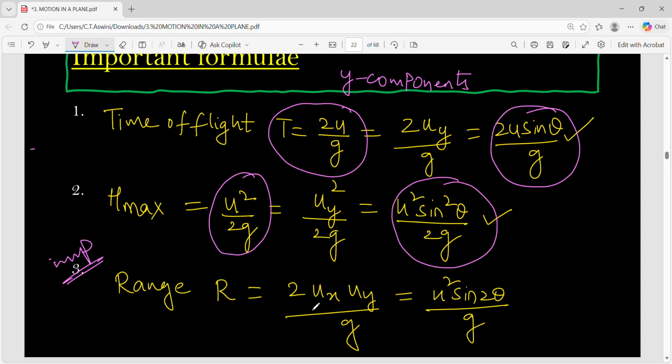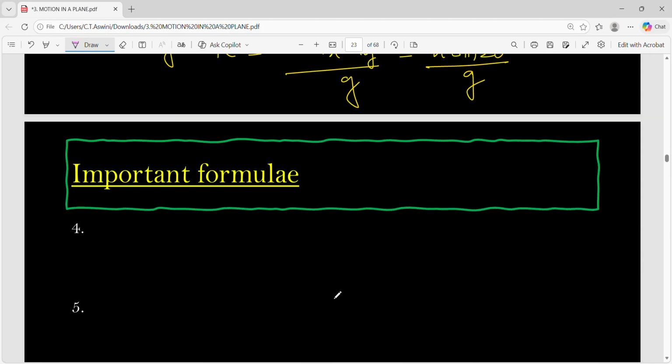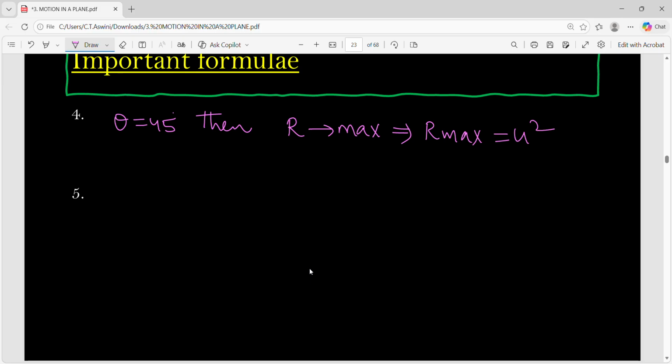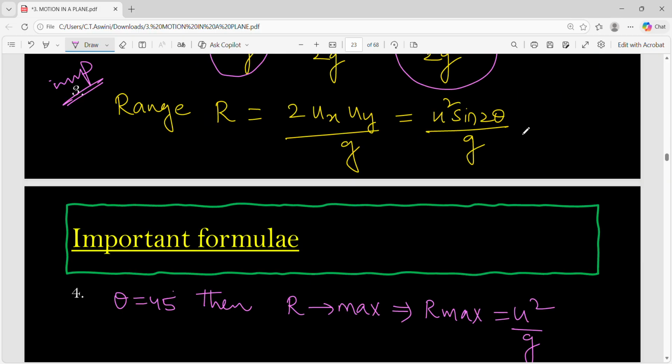Done? Okay. Now we'll see next formulas. See, when angle of projection is 45 degrees, then the range of the projectile will be maximum. And this maximum value of range will be equal to u square by g. How do we get this? Just substitute in the range formula. Theta is 45, 2 theta is 90, sine 90 is 1. So I'll get u square by g.